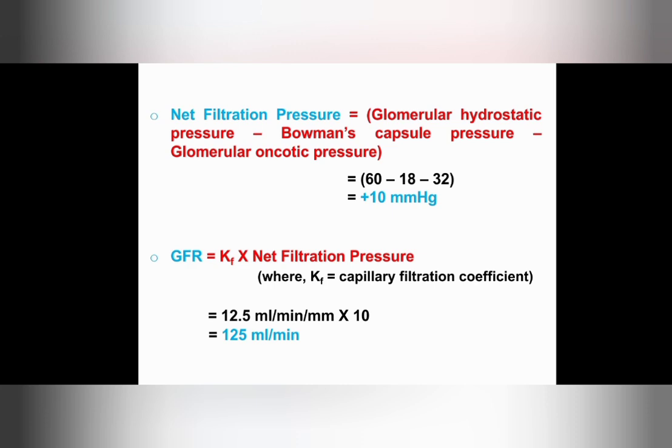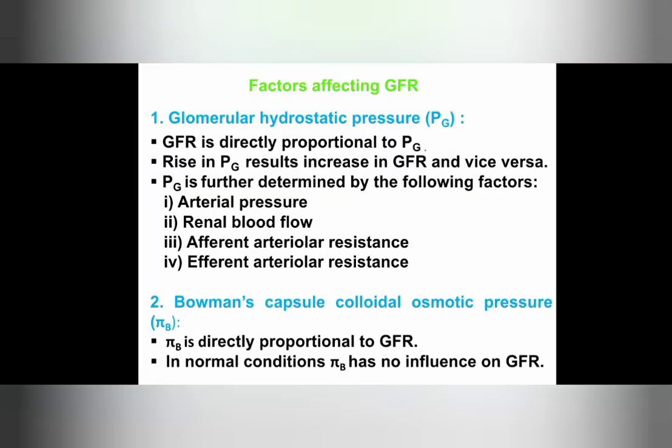Now, if you multiply this Kf with your net filtration pressure, you will get a value of either 125 ml per minute or some liters per day. That may be around 180 liters per day. Factors affecting GFR: that means what are the factors which can affect glomerular filtration, or which can control the rate of glomerular filtration.